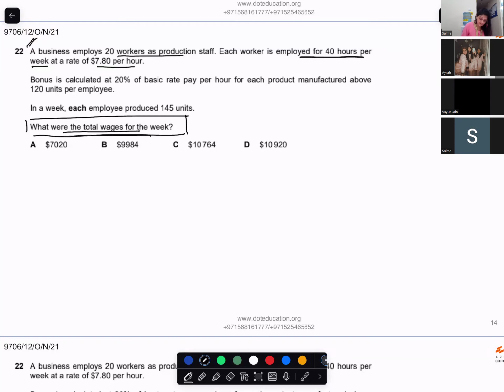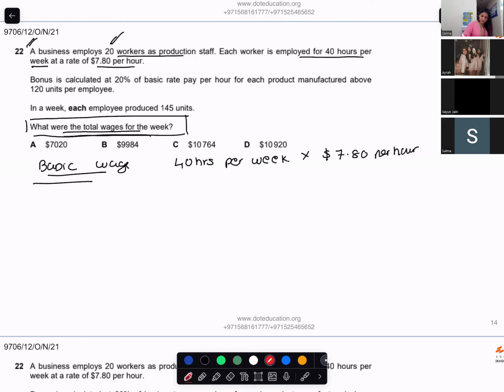Okay, 1 minute. I want total wages. That means I would want for all the 20 staff. So come on. Basic wages how much? Basic is 7.80 per hour into 40 hours. 40 hours per week into $7.80 per hour, 312. How many employees I have? 20 workers. So basic is how much? 6,240. You multiplied all? Yeah.